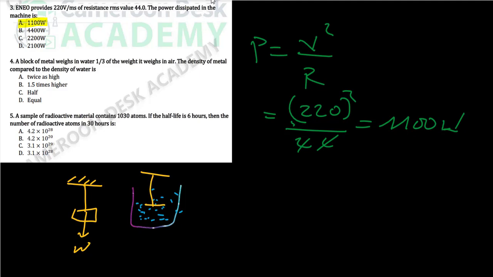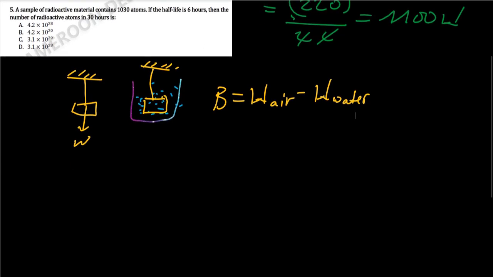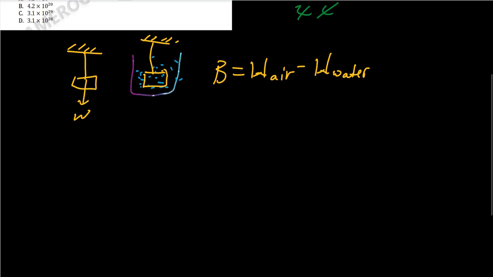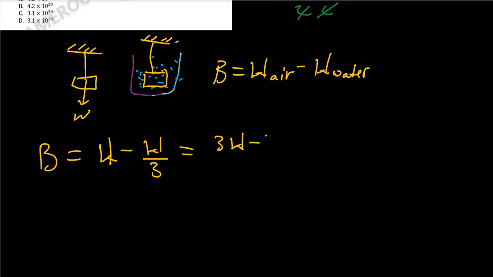So we are definitely going to observe an apparent change in the weight. The apparent change in the weight is what we call the buoyant force, and the buoyant force is given by the weight in air minus the weight in water. So we can calculate the buoyant force B. It will be equal to the weight in air, W, minus the weight in water, W divided by 3. Taking the difference, we have 3W minus W, divided by 3, which gives 2/3 W.